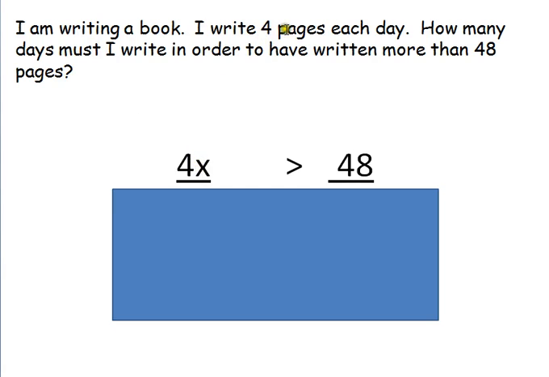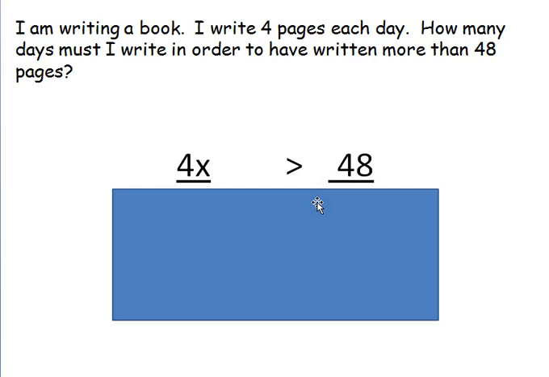And I know that I write 4 pages each day, so I know I'm going to have to multiply. Okay, it's 4 times each day. So if I wrote for 1 day, that'd be 4 pages, 4 times 1. After 2 days, that'd be 4 times 2, that would be 8 pages, okay? And I have to have written more than 48 pages. So I have my greater than sign, because when I multiply how many days I write by the 4 pages each day, it needs to be more than 48. So 4x is greater than 48.